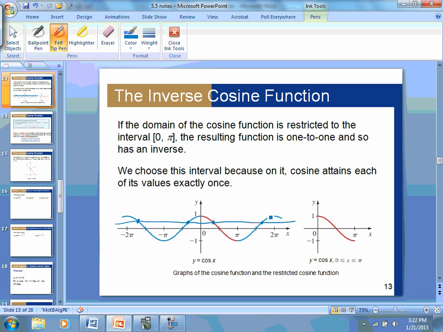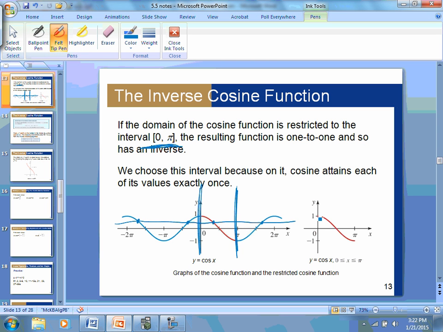So we have to again restrict our interval for the domain of this function so that we make it one-to-one. And right up here, we're going to restrict that domain from 0 to pi. So we're just going to chop off this part of the graph right here.